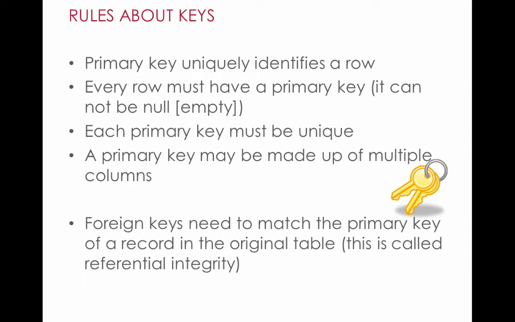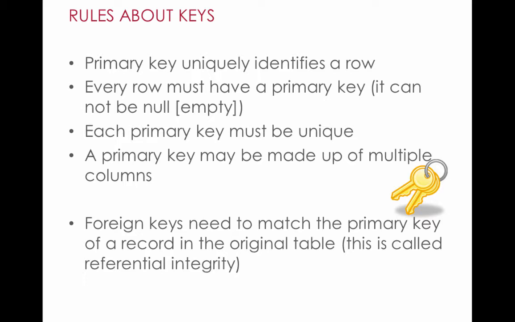A special type of a key attribute is a primary key. That is the column or set of columns that uniquely identify a row of data in a table. So every row has to have a primary key, and that cannot be null because then you couldn't find the row. Every primary key has to be unique. So each table is only allowed one primary key, but that key could be made up of multiple columns.